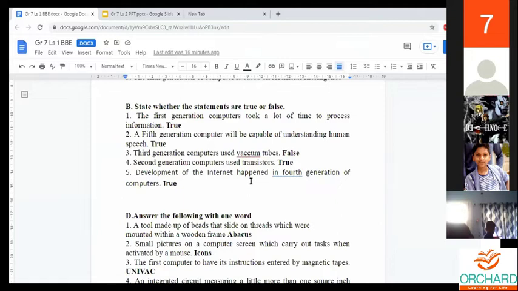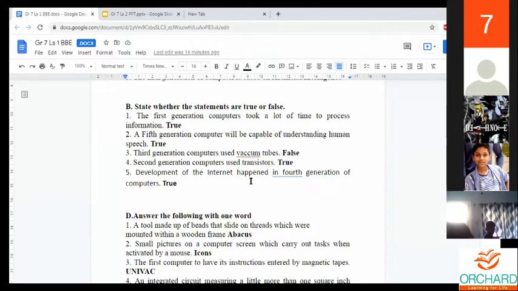False. Second generation computers use transistors. True. Yes, it replaces the vacuum tubes, right? So it can replace 40 vacuum tubes. One transistor can replace 40 vacuum tubes, right? So the statement that second generation computers use transistors is true. Fifth one, development of the internet happened in fourth generation of computers.